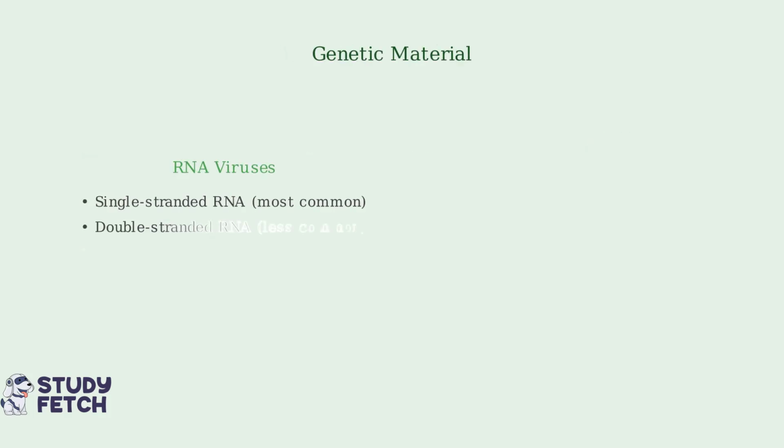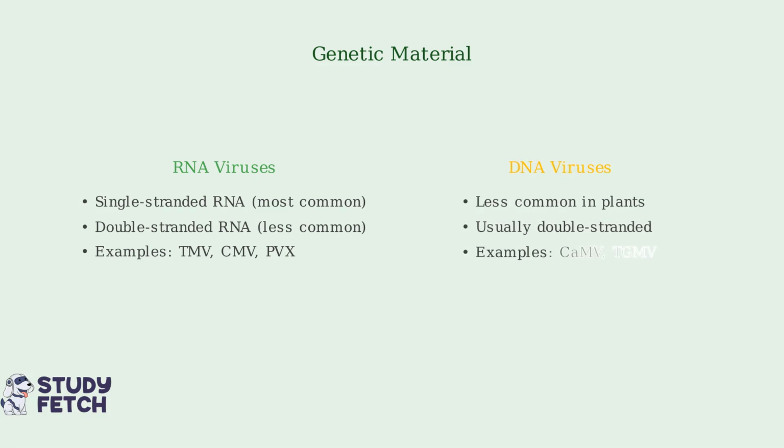The genetic material of plant viruses can be either RNA or DNA. RNA viruses are by far the most common, with single-stranded RNA being the predominant form. DNA viruses are much less common in plants compared to animals. Approximately 95% of all plant viruses contain RNA as their genetic material.